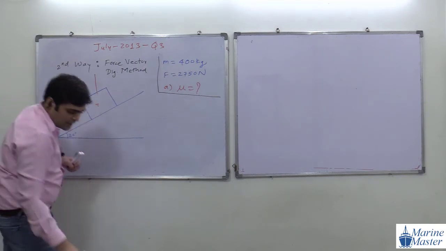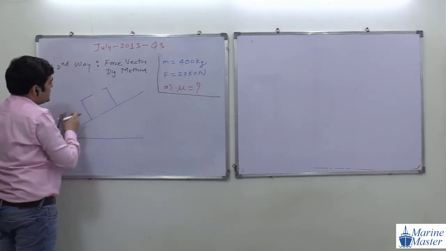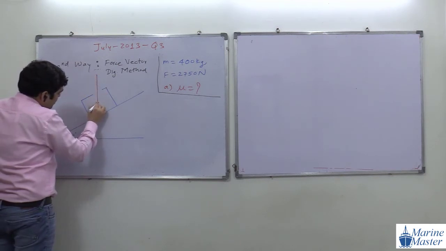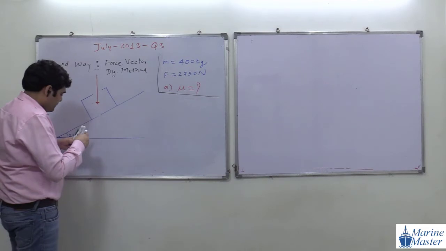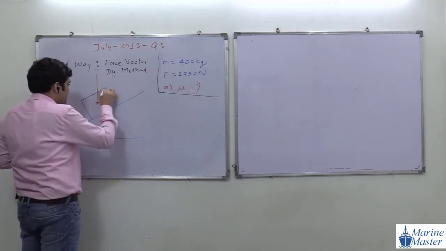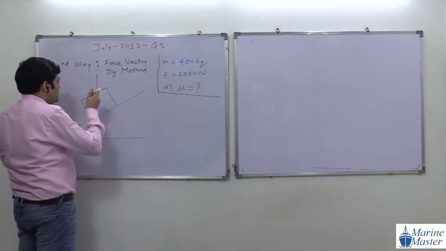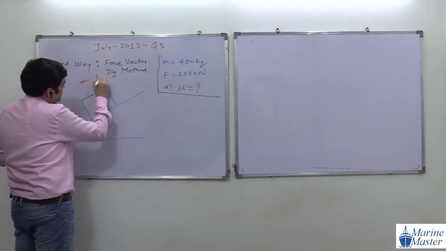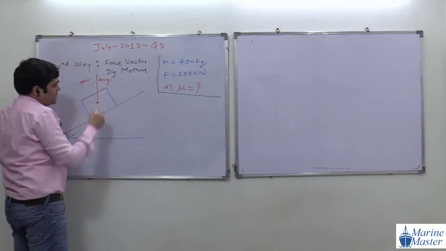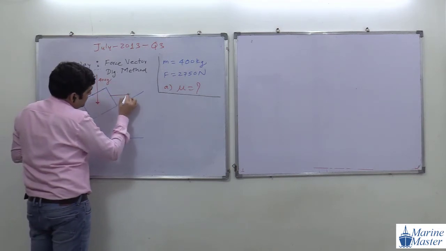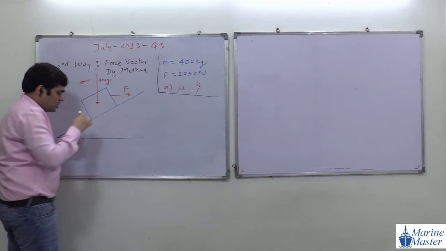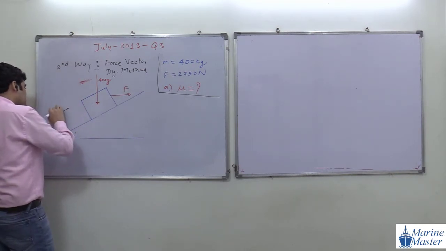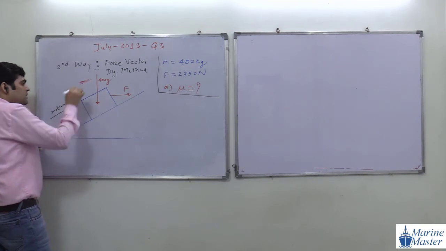See the point, how the weight will act? Always vertically downward, a straight vertical line, and through the center of gravity. That will be your weight. So this is our weight, 400 g. Here there is a horizontal force acting on the object. Due to that horizontal force, the object tries to move upward. So the motion of the object is up the plane.